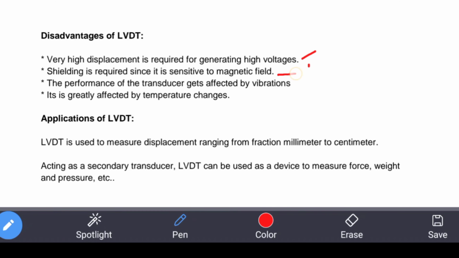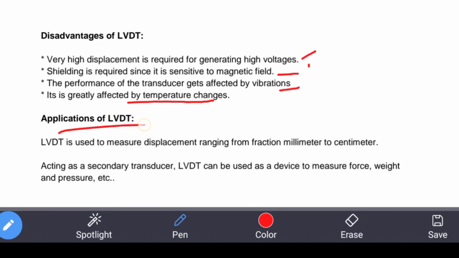Shielding is required since it is sensitive to the magnetic field. If the shielding is damaged, the LVDT does not work, and instead of replacing the shielding, we have to purchase a new one, which is better. The performance of the transducer is affected by vibrations, so a vibration-free environment is required. It is also greatly affected by temperature changes. These are some disadvantages of LVDT.